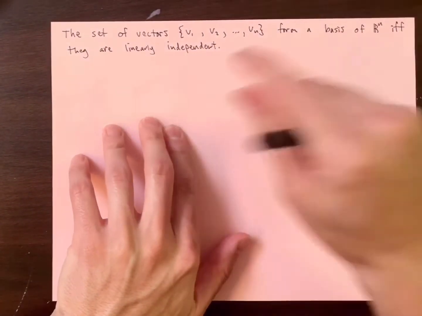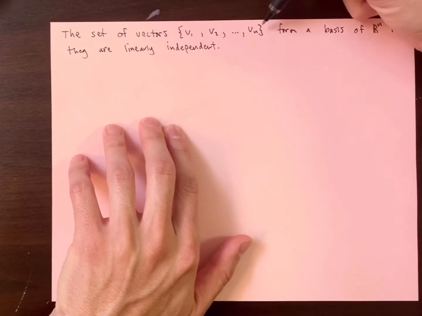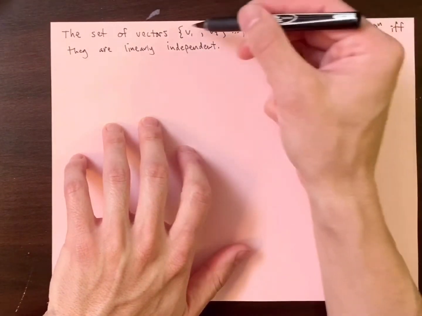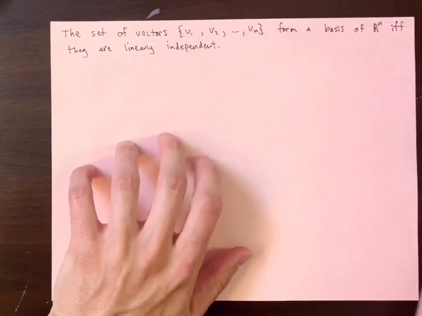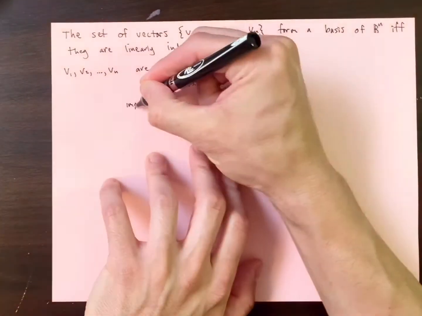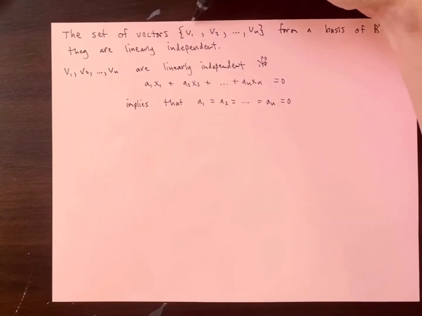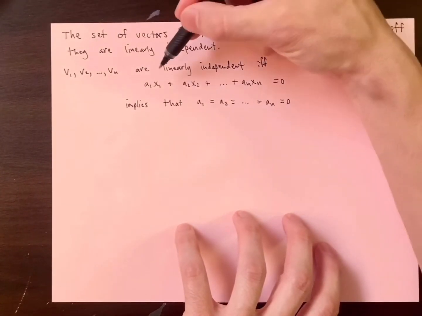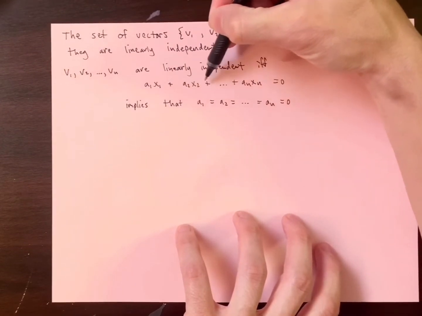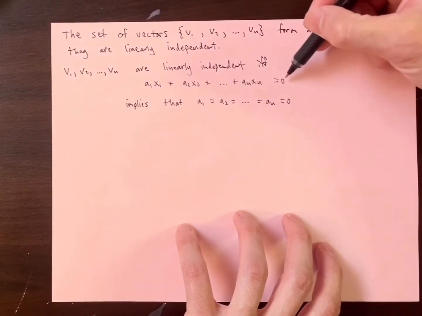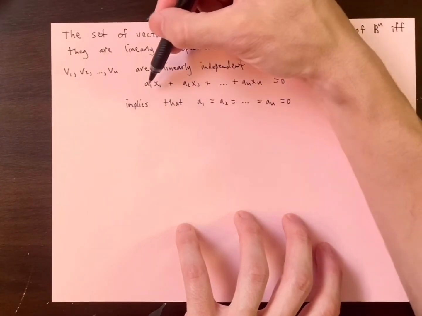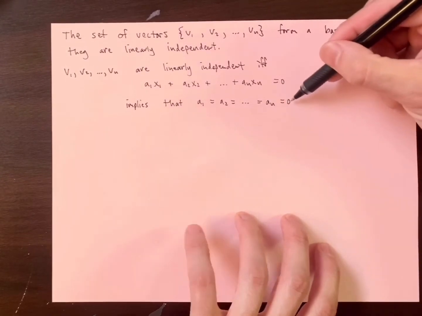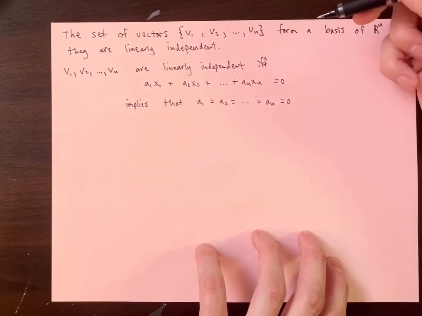So we know that a given set of vectors, v1, v2, all the way to vn, form what we call a basis of R^n if and only if these vectors are linearly independent. And for these vectors to be linearly independent, this has to be the case: if a1 x1 plus a2 x2 plus all the way to an xn equals 0, it implies that these coefficients a1, a2, all the way to an are all 0 themselves. So let's do the problem here to make sense of these facts.